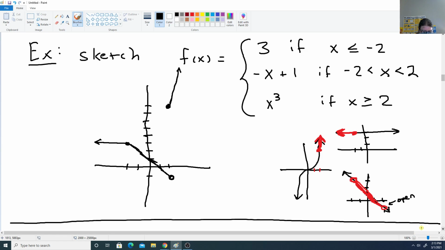So I think we'll stop on section 2.6 there. So stop there, and we'll move on to 2.7.